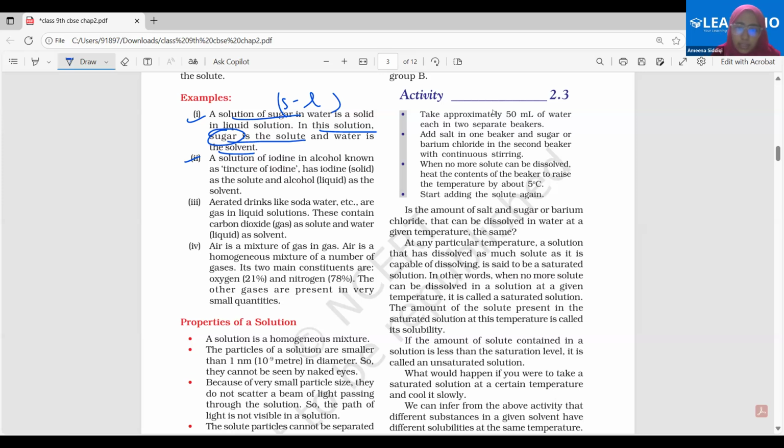A solution of iodine in alcohol. This is important. Listen to this. Tincture of iodine. See, tincture means alcohol.